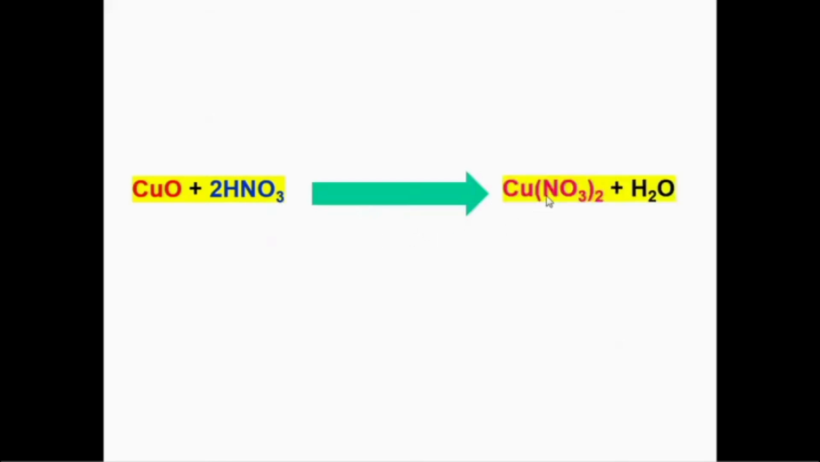Please keep in mind, in any chemical reaction, for example, let's use this reaction that we are discussing now. Suppose we have copper 2 oxide reacting with 2 moles of nitric acid, we should get copper 2 nitrate and water. However, in the actual reaction, sometimes a chemical reaction like this produces side products.